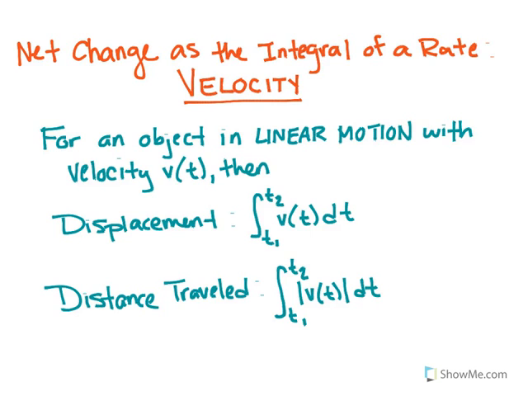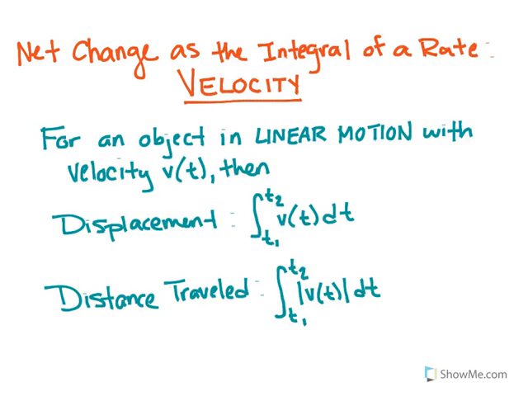First of all, for an object in linear motion, these things can't be moving all over the place. It has to be right to left, front and back. This can't be a three-dimensional motion. We call the velocity the function v of t.